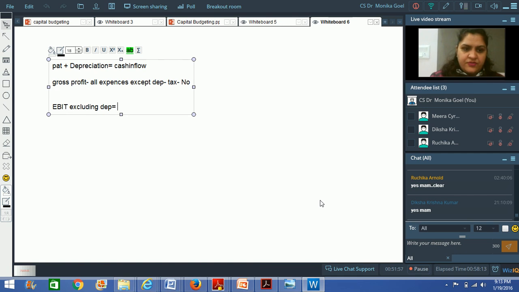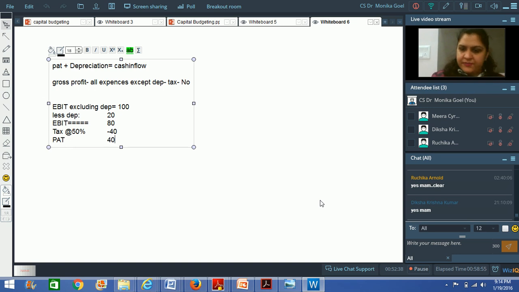Why can't you do it like this? Because depreciation is a tax deductible expense. Because of depreciation, your tax liability gets reduced. How? Suppose you had earnings before interest and taxes, excluding depreciation, of say rupees 100. Then you charge depreciation of say rupees 20. So now your earnings before interest and taxes equal 80 rupees.